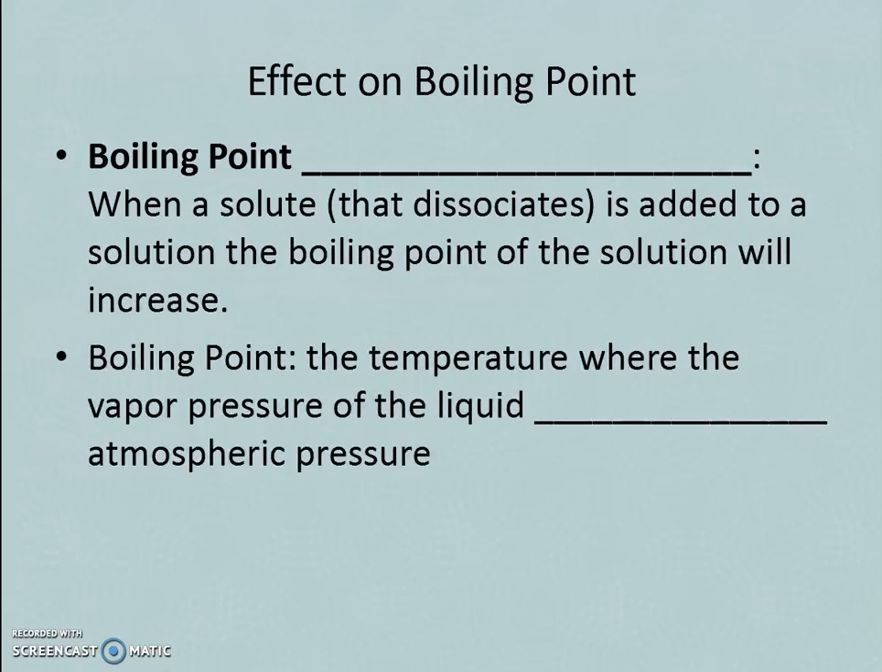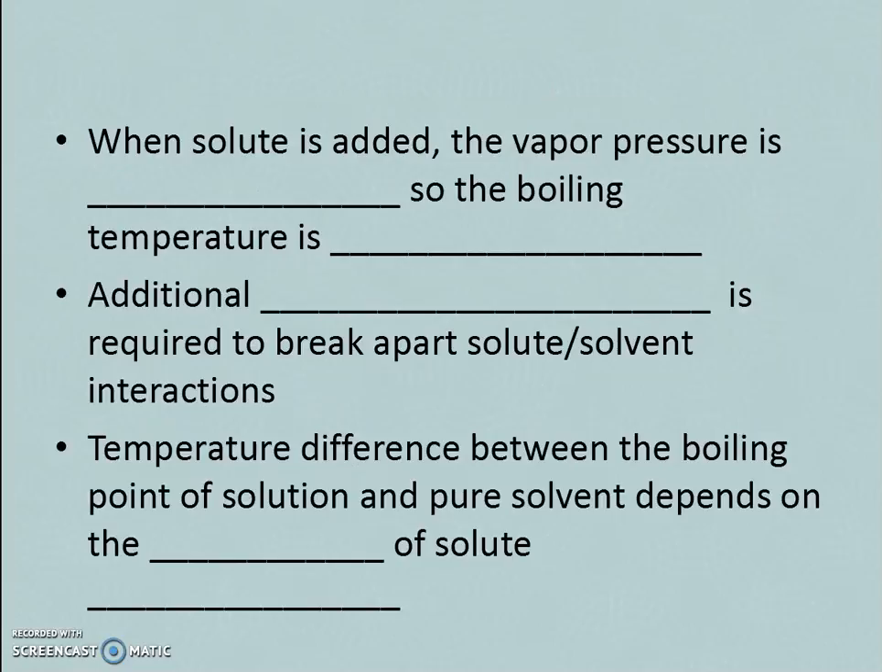So how does it affect boiling point? Well, if you lower the vapor pressure, you're going to elevate the boiling point. When a solute that dissociates is added to a solution, the boiling point of the solution will increase. We'll get to why in just a second. Just remember that boiling point is the temperature where the vapor pressure of the liquid equals the atmospheric pressure, and that's the only way that it can boil. And so if you lower the vapor pressure, you're going to have to increase the temperature so that it will boil.